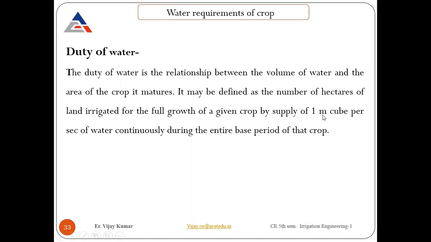By supplying 1 meter cube per second, we can calculate discharge, which is nothing but 1 meter cube per second of water continuously during the entire base period of that crop. How much area will mature, how much land of your crop will mature, if you supply to that crop a continuous water supply of 1 meter cube per second during the entire base period of that crop? So that is called the duty of that water.